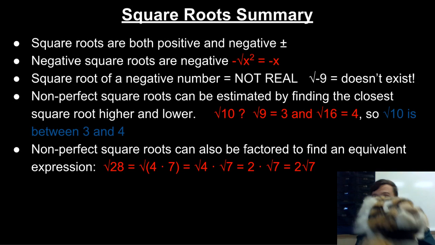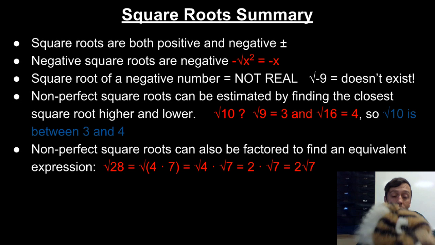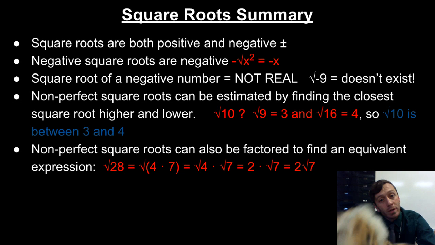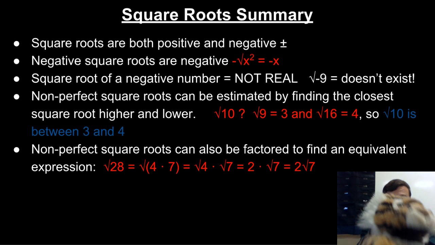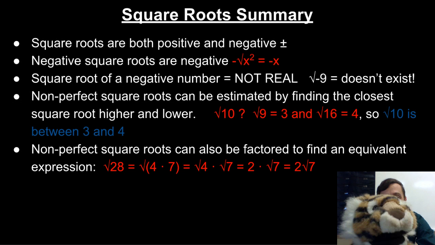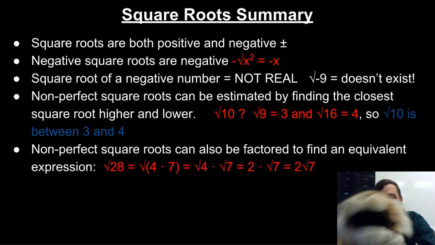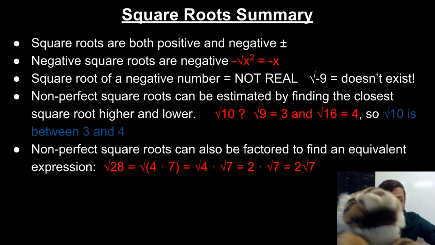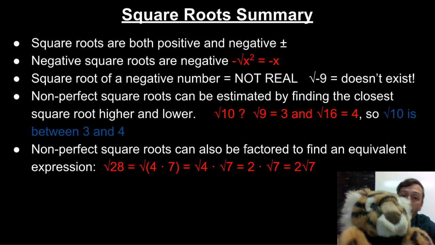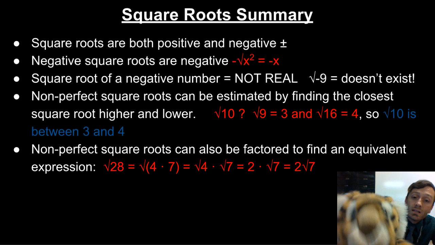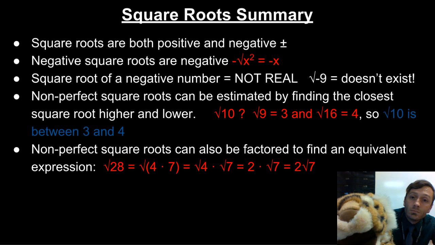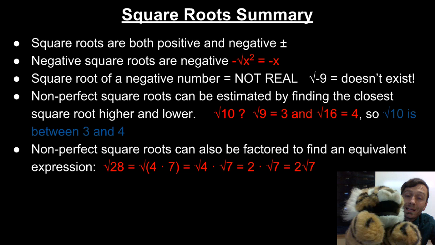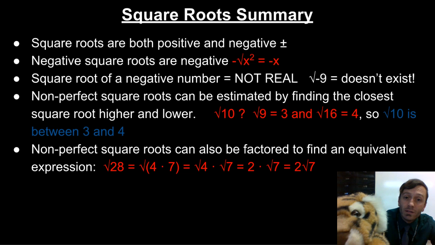Non-perfect square roots can be estimated by finding the closest square root higher and lower. So the square root of 10, we know the square root of 9 is 3. Square root of 16 is 4. So square root of 10 is somewhere between 3 and 4. We can also factor, right? So if we find what's underneath the radical, 28 is the same thing as 4 times 7. Square root of 4 times square root of 7. Square root of 4 is 2. So we get 2 times square root of 7.